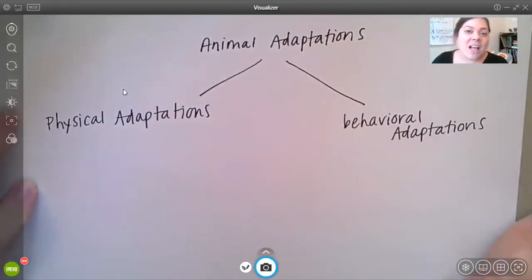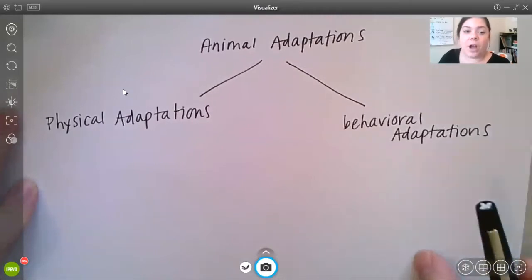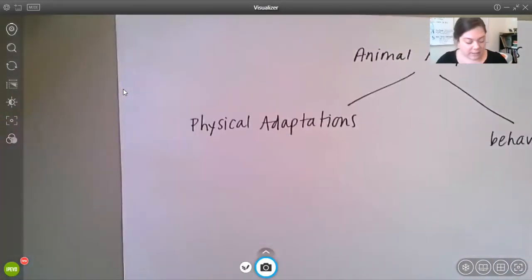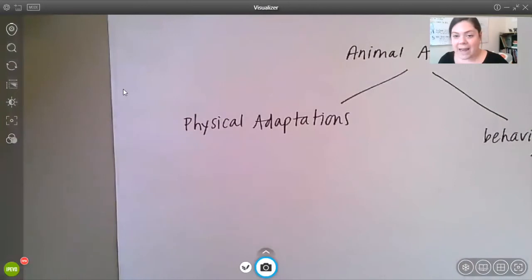All right, so let's focus in for a second on physical adaptations. Physical adaptations are things about an animal's body that allow it to survive. Maybe those body parts are allowing it to hide from predators. Maybe it's allowing them to catch their prey. Maybe it's allowing them to eat their prey. So all animals have different physical things about their body that allow them to survive. Let's take a look at some specific examples.